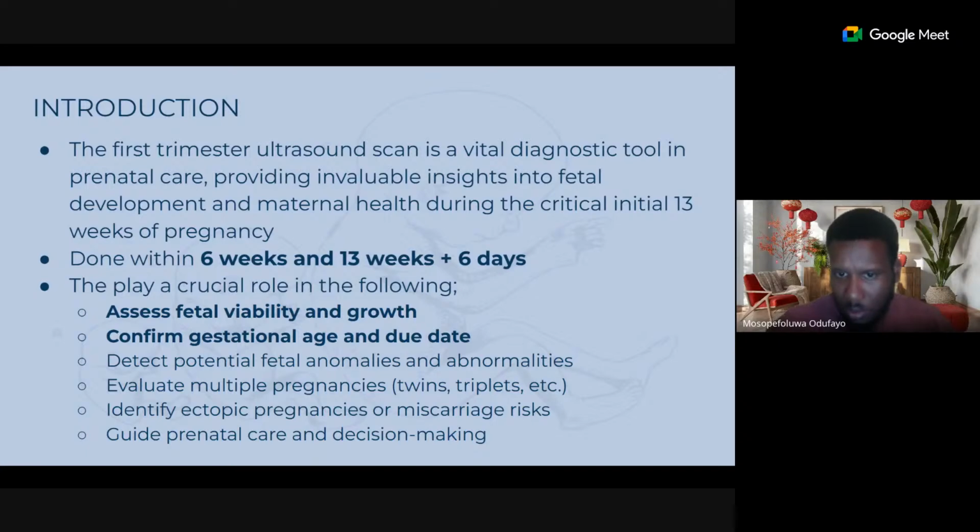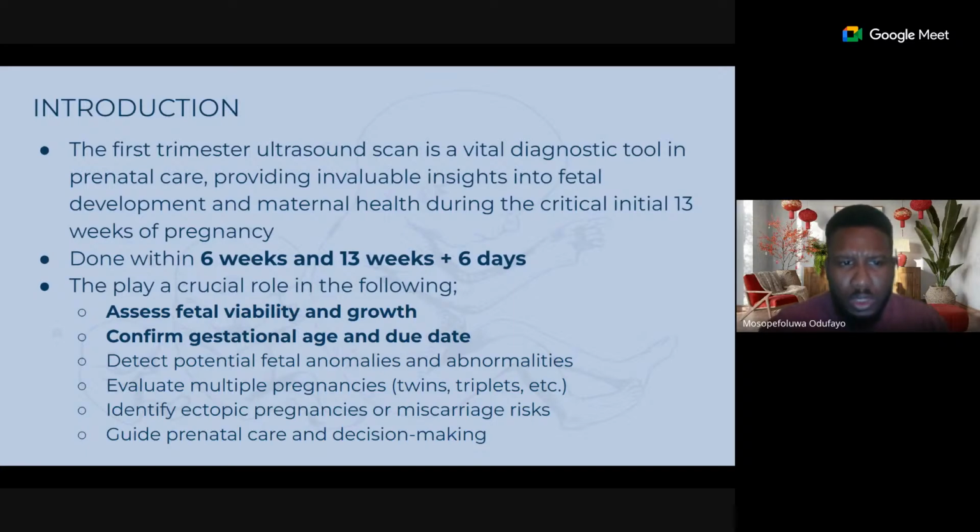Now, from the presentations that we're going to be making, you will see that you can double down a little bit on that 6 weeks and say probably about 5 weeks, we can begin to do such scans. And then up until the 13th week and 6 days, this particular knowledge will serve you in attending to clients.